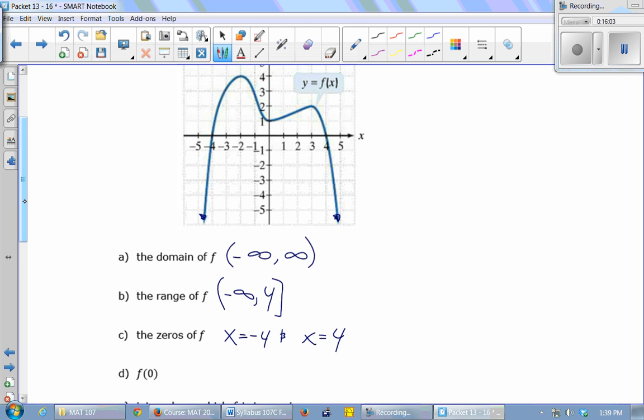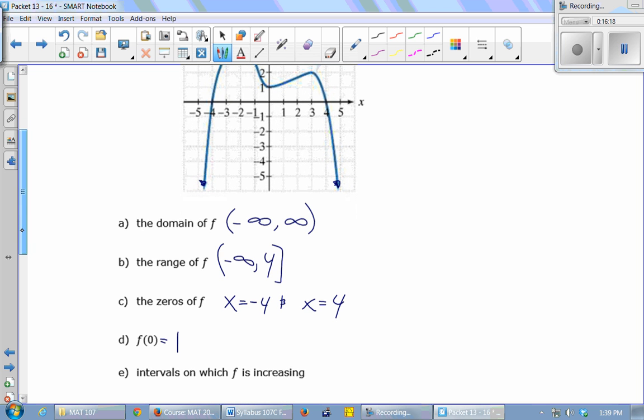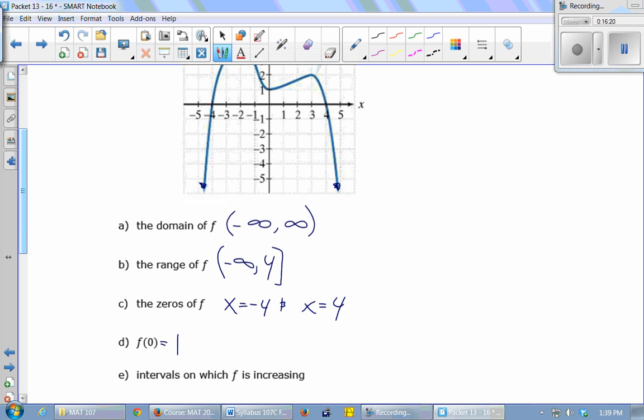F of 0, that 0 is in parentheses. Does that mean it's an x or a y? It's an x. So when x is 0, what's the y on the graph? 1. When x is 0, y is 1. Good.